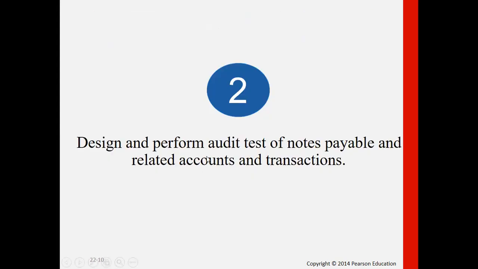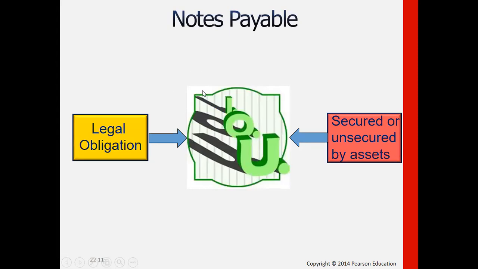Next, we design and perform audit tests of notes payable and related accounts and transactions. Take note that in a notes payable, there are two parties, the debtor and the creditor. The debtor, which is our company, has the legal obligation to pay the creditor the principal and the note, including the interest, because normally notes payable are interest-bearing. They may be secured or unsecured by assets, depending on the amount of the transaction or money borrowed. Certain amounts would not be required with collaterals, but others will be required. So it is a matter of policy of the banks.